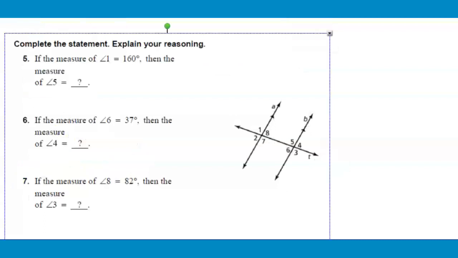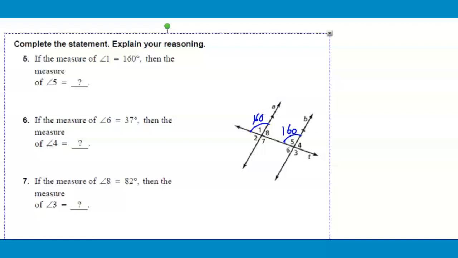All right, so in this type of problem, it says if the measure of angle 1 is 160 degrees, then the measure of angle 5 is what? So this changes each time here. So this is 160. And angle 5 and angle 1 have a relationship. So when it says explain your reasoning, angle 5 is going to be 160 degrees. And how do I know that? The explanation would be angle 1 and angle 5 are corresponding angles.